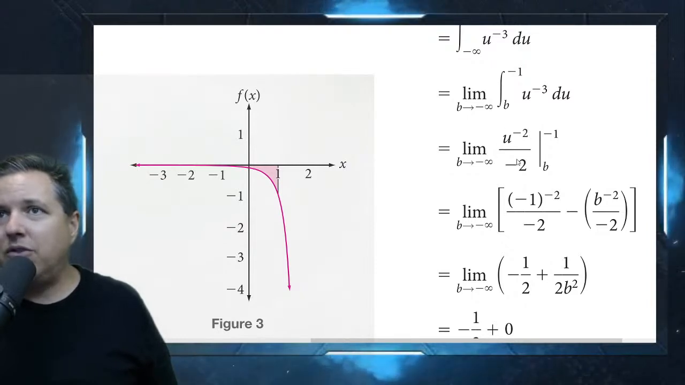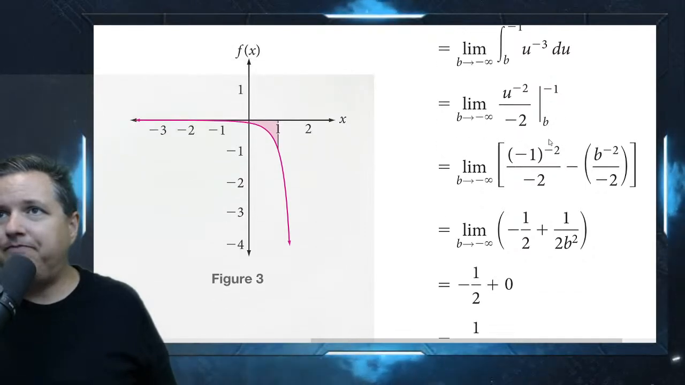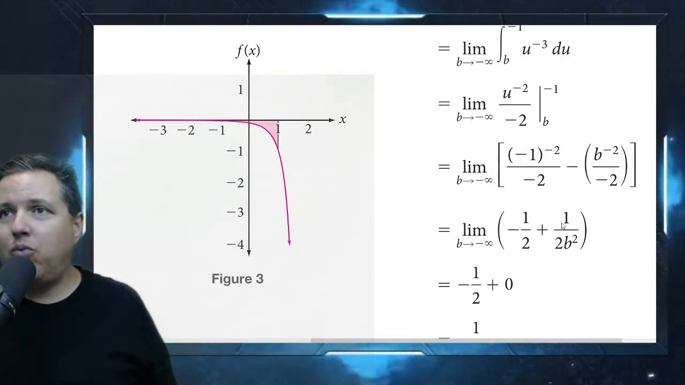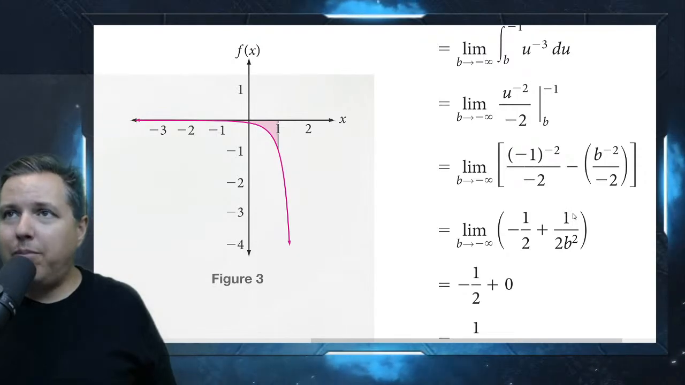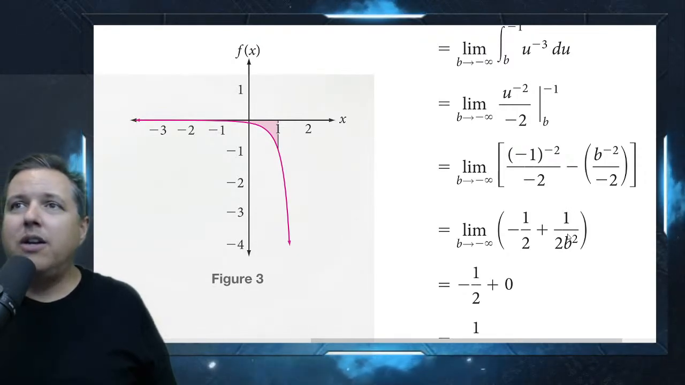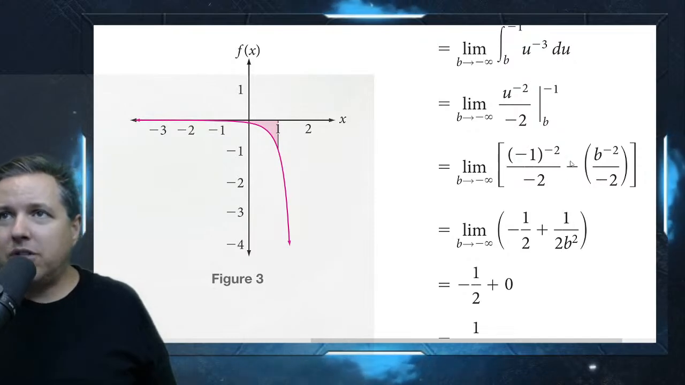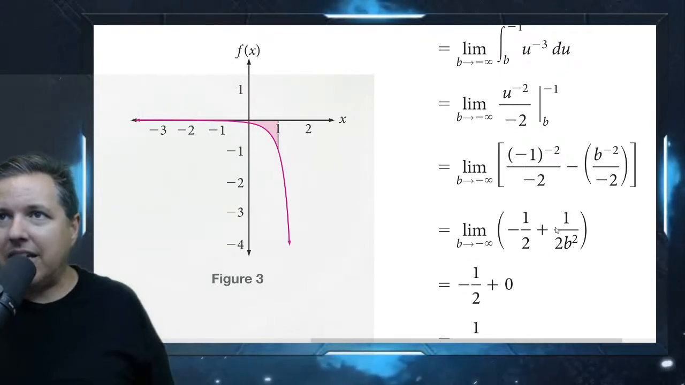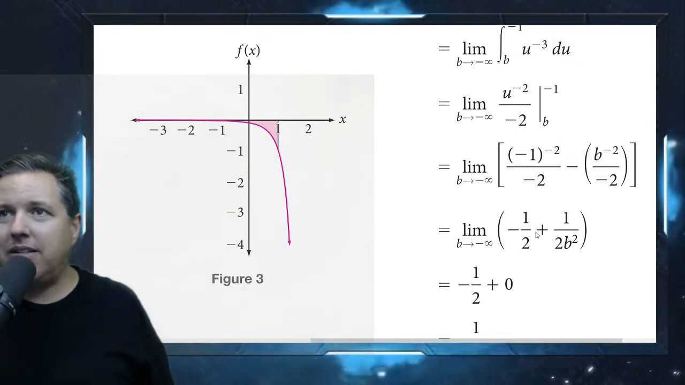You divide by negative 2. We take the limit of this from b to negative 1. So you plug in your negative 1, you get this term, minus what you get when you plug in b. But this term, b to the negative 2, becomes 1 over b squared, right? So b to the negative 2 over negative 2 becomes 1 over negative 2b, but we're subtracting it. So if you're subtracting a negative, that's the same as adding, right? So that's why it becomes a positive.